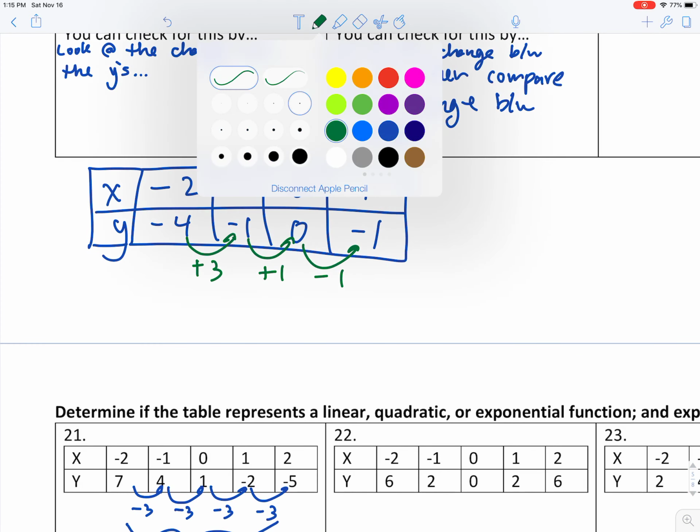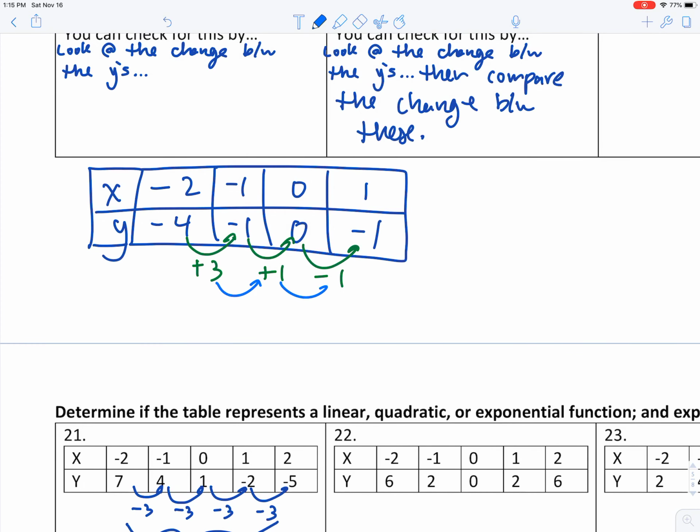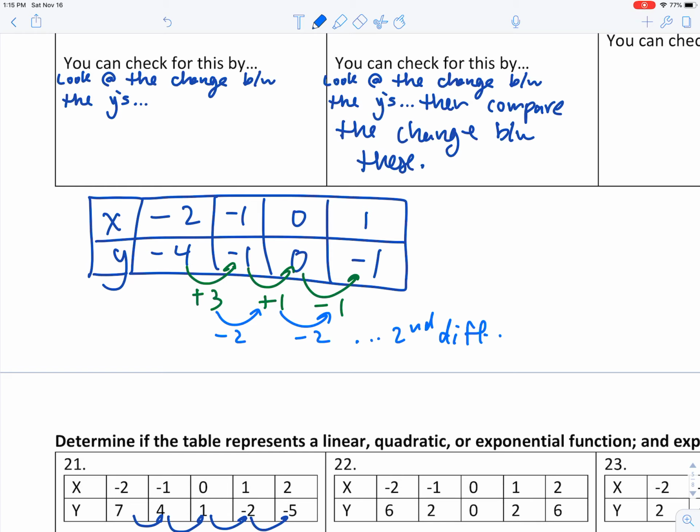But I check for their second common difference. If they have one, from plus 3 to plus 1, that actually goes down 2. Positive 1 to negative 1, that goes down 2. And then you probably have a few more points to kind of compare. But this one would have a second difference. Okay, so we're looking at the first change between the y's. If they're not the same, then I look for the change after. I do the same test one more time.